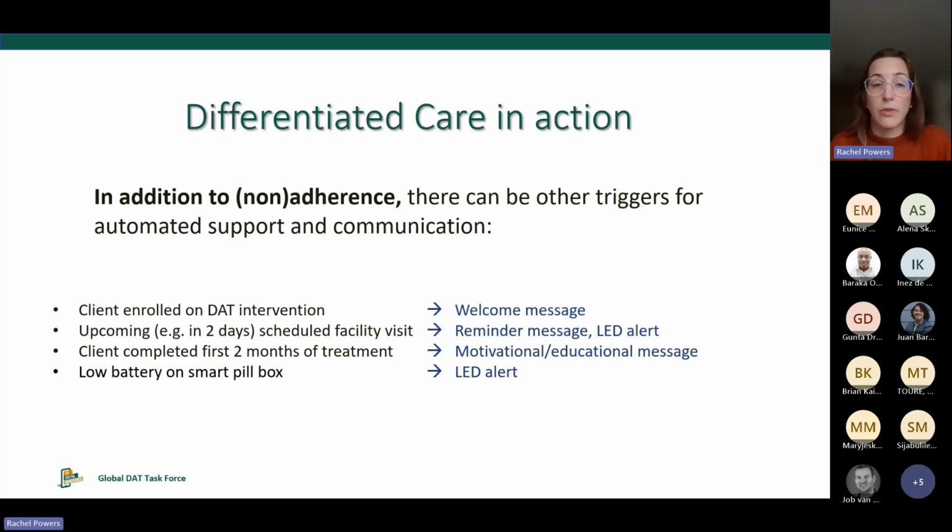So either a reminder message to their phone, or you could even have an alarm that's programmed into the smart pillbox. What I mentioned before, you could say that a length of time would trigger something like a motivational or educational message. Perhaps after reporting 50 doses successfully, there's a sort of congratulations or motivational message to make sure that that client feels supported in their TB journey. And you can also have things that support the technology itself. For example, a low battery alert for the smart pill box. So using the lights on the box to indicate that the technology itself needs some attention, the battery needs to be charged, for example.